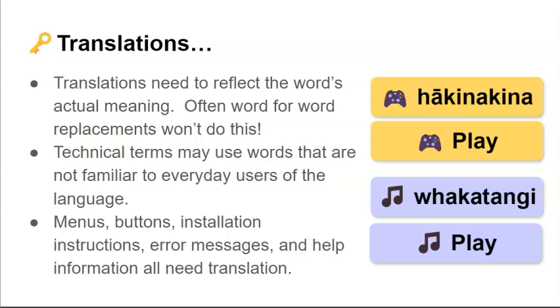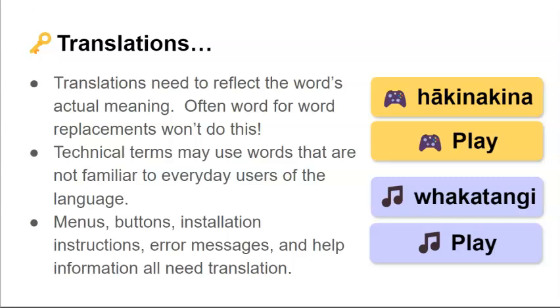One challenge when translating interfaces is that technical terms may use words that are not familiar to everyday users of the language. Whilst this can end up making the interface harder to use, research has shown that many will persevere with an interface in their native language as they're proud to be able to use an interface that is in their language. Translating an interface is complex, as menus, buttons, installation instructions, error messages, and help information all need to be carefully translated.